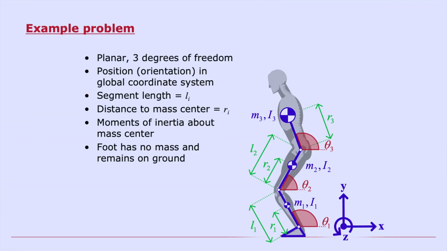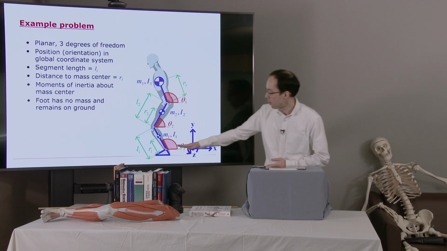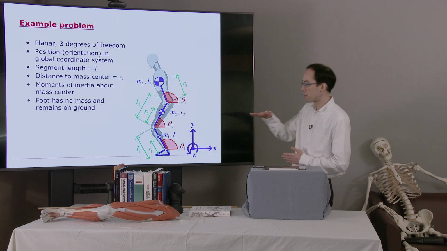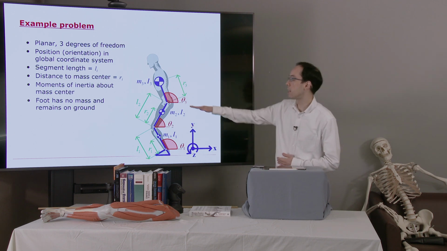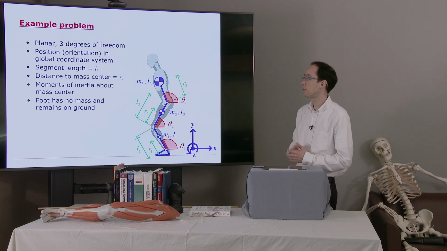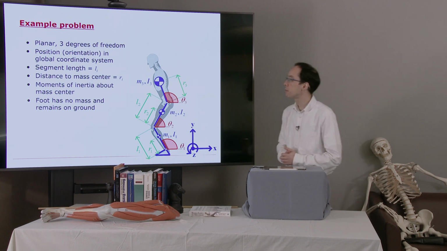Let me remind you of the model we're going to use. We're assuming we have a planar system, 3 degrees of freedom. We're assuming that the foot is rigidly attached to the ground. And so our 3 degrees of freedom are the angle of the ankle relative to horizontal, the angle of the knee relative to horizontal, and the angle of the hip, again, relative to horizontal. So we'll assume we know these angles and their derivatives.